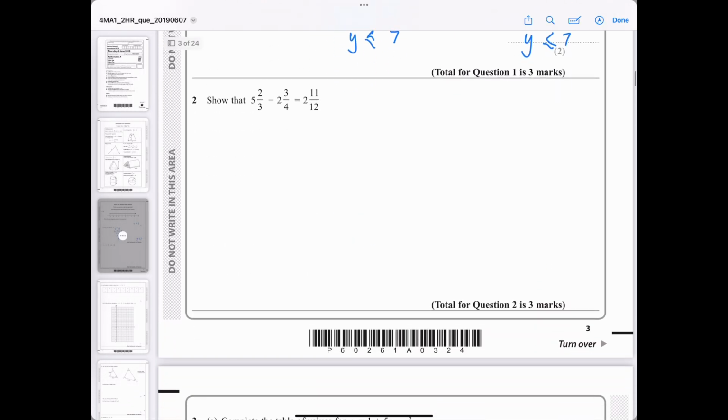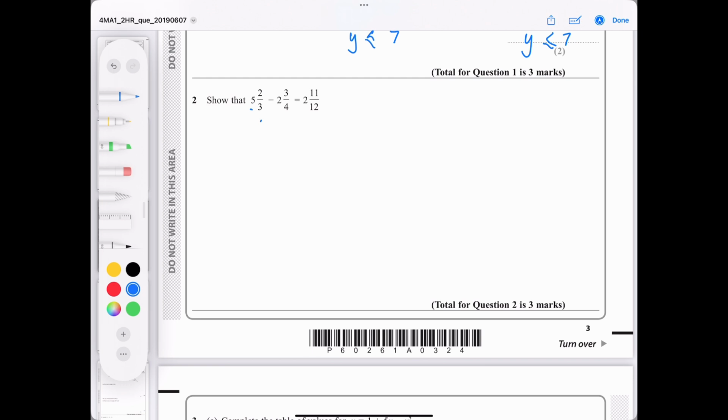This is just to show that, so we'll ignore what the answer is. We'll start off by making them into improper fractions. 5 times 3 plus 2 is 17 over 3. 2 times 4 is 8 plus 3 is 11 over 4. We need to make that into a number, so we need to make the denominators into the lowest common denominator. So 3 and 4, their lowest common denominator is 12.